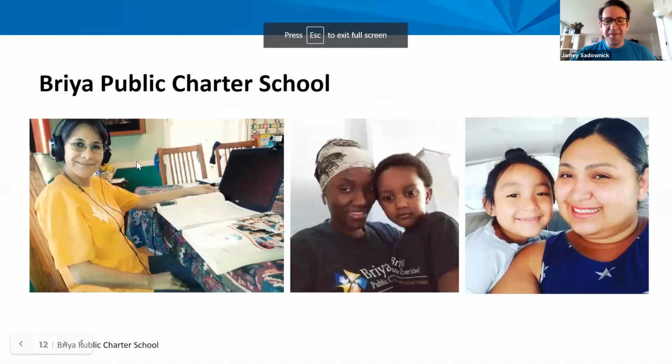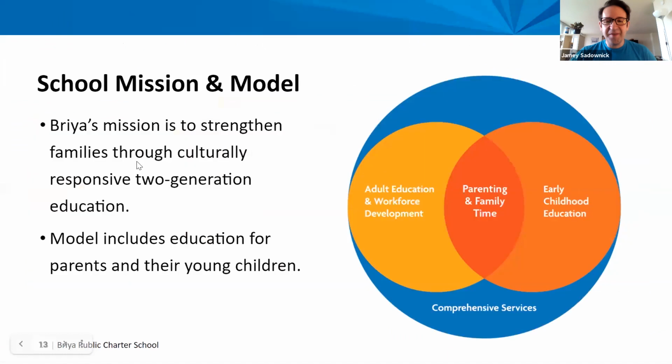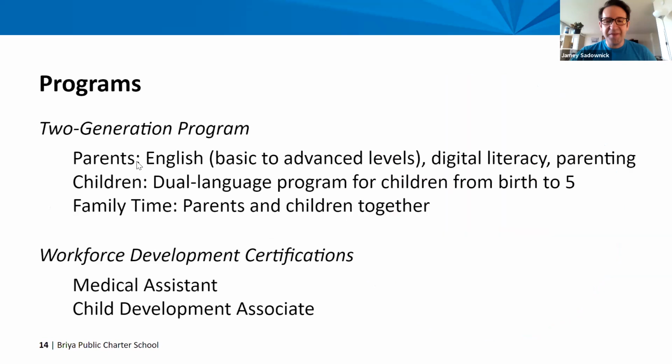So Bria Public Charter School is a school that is devoted to family literacy. So we work with adults and their children. In pre-pandemic times, the parents and the children are in the same building, learning in different classrooms, and there are different times that they come together. For parents, they're learning English as a second language, digital literacy, and parenting. We have infant and toddler programs as well as preschool.